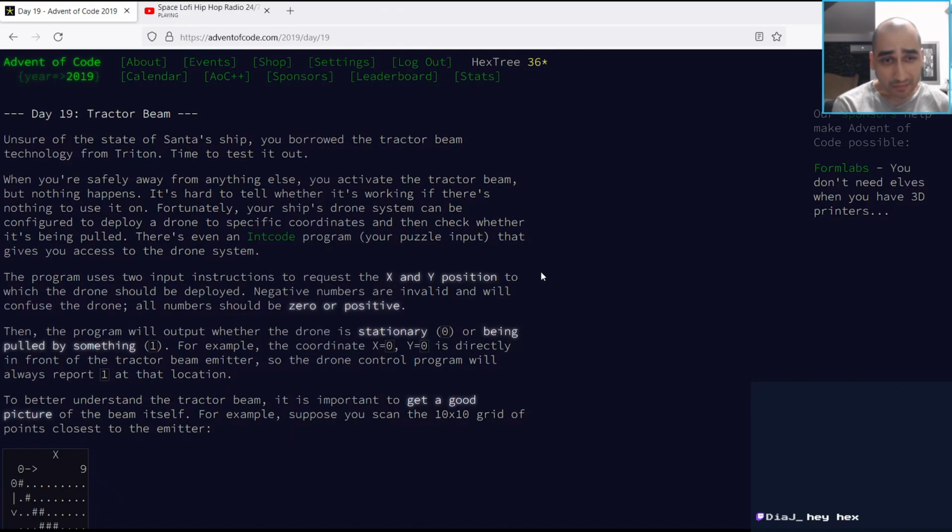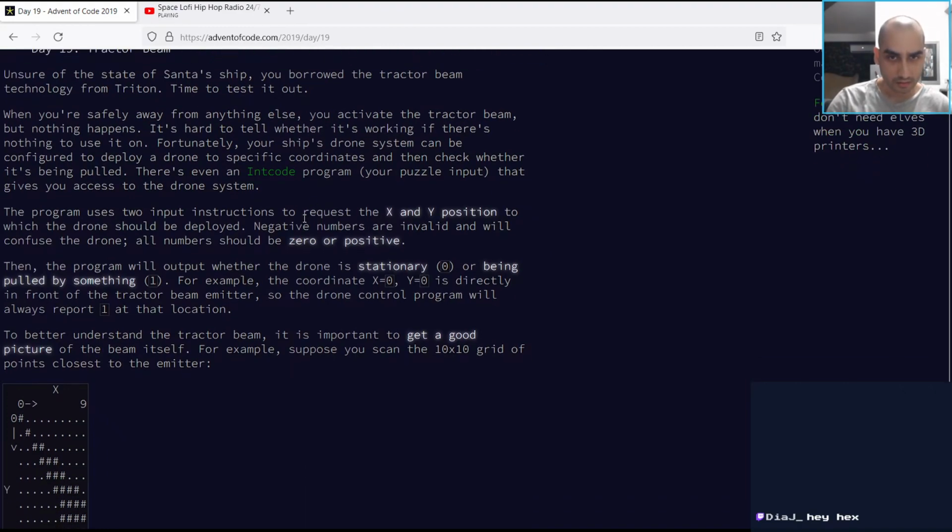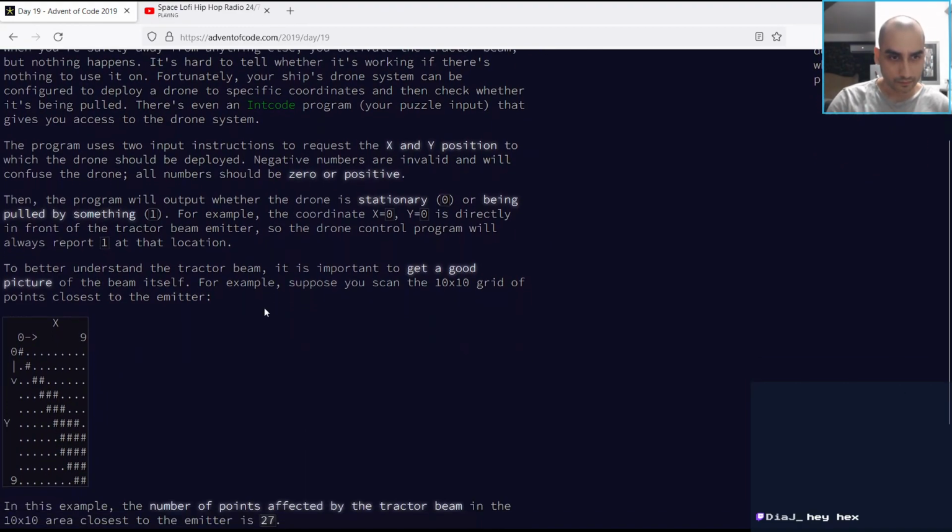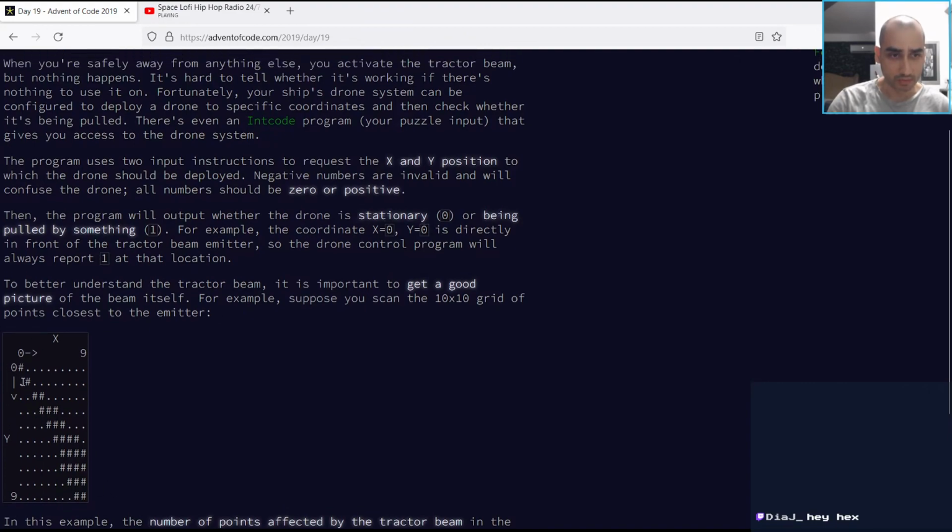So a beam is like a cylindrical, I don't know. Wait, this is in 2D space, right? Yeah. Also, it's a beam. It's a cone.